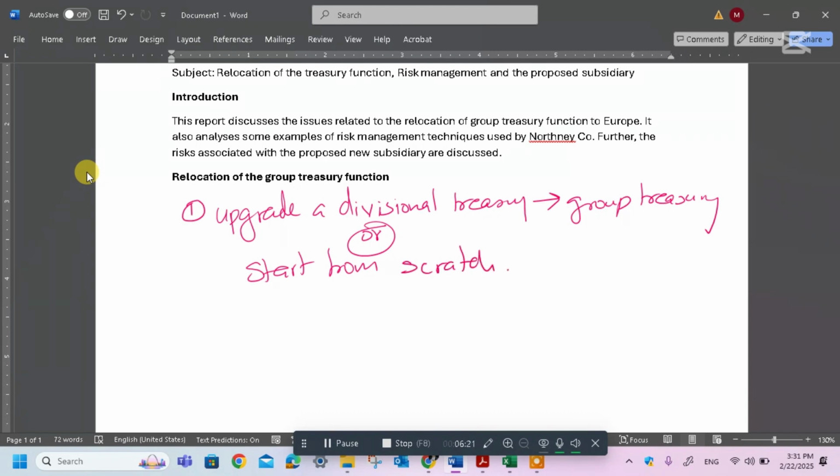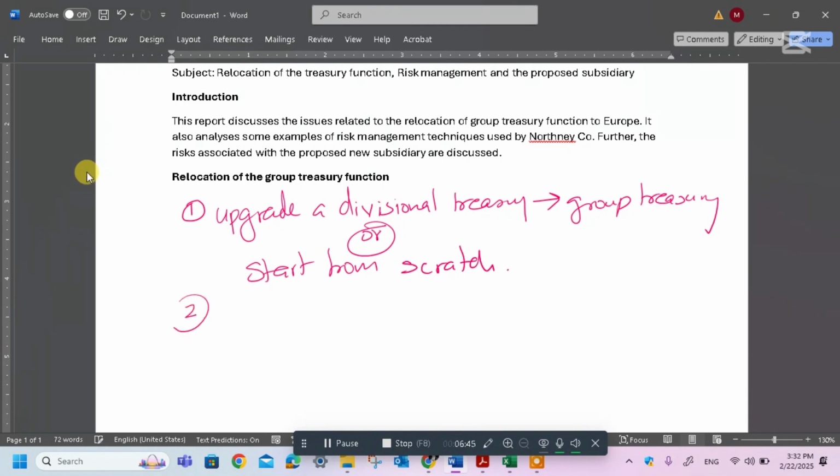Maybe one of those divisions' treasury, you can upgrade it. You can change the structure and say that treasury will function as the group treasury. So you have to do some recruitments for that, and you have to redesign your group structure or the treasury structure, and then go ahead with that. If not, complete it from scratch. So this is one decision you have to take.